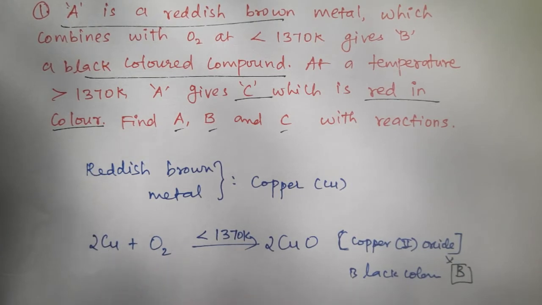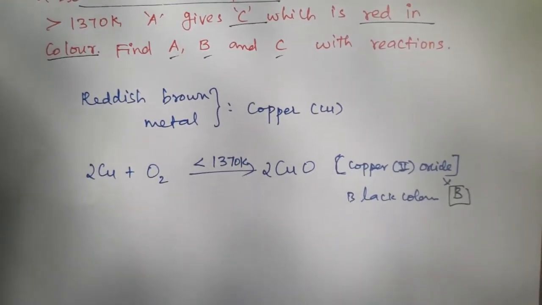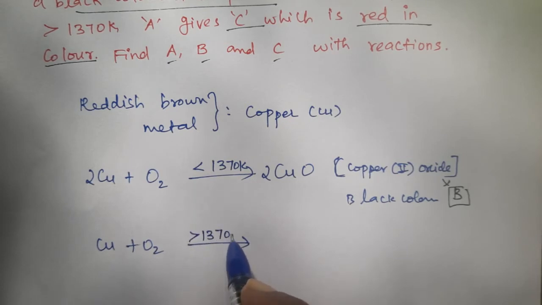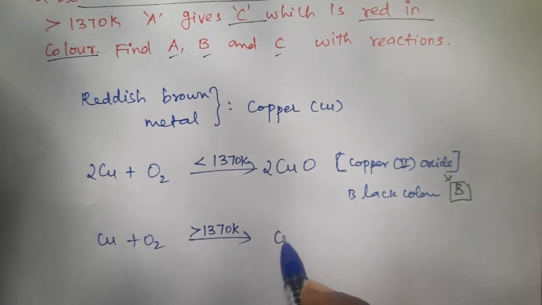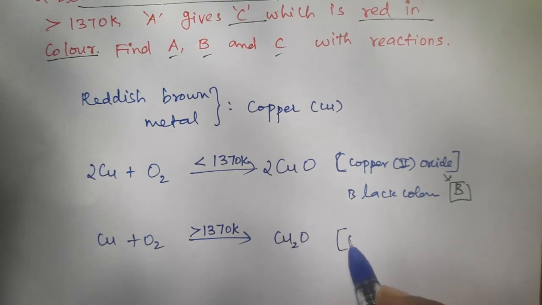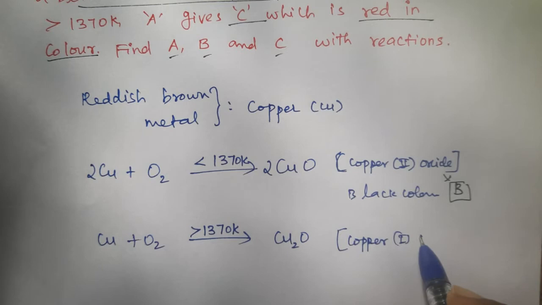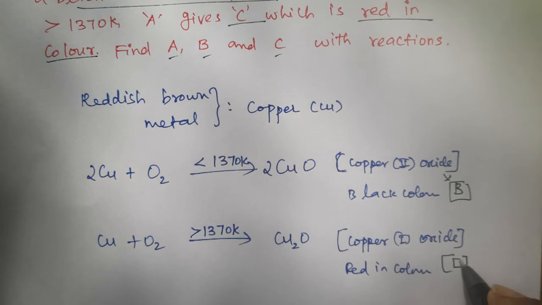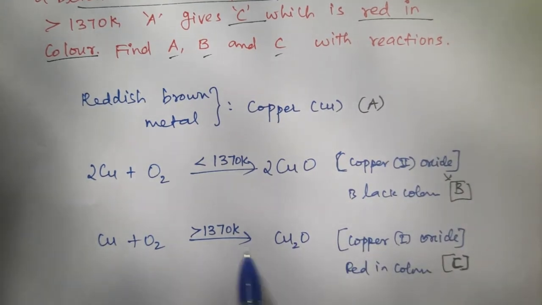Next, this reddish brown metal, that is copper, reacts with oxygen at a temperature more than 1370 Kelvin. It gives Cu2O, that means copper 1 oxide. This copper 1 oxide is red in color. This is compound C. So compound C is copper 1 oxide. This copper is A. Now we can balance this equation.